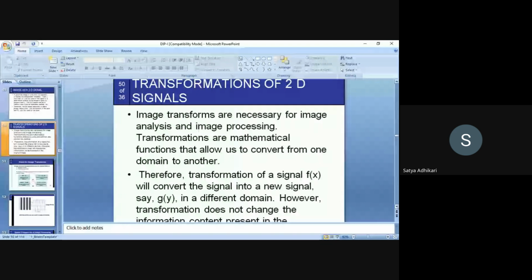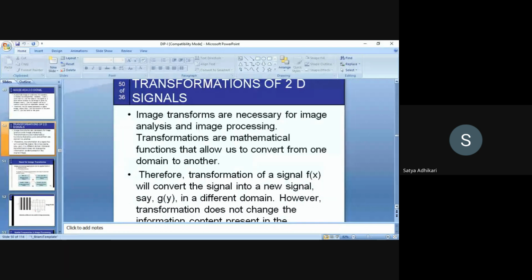What does the word transform mean? Transform means to convert from one form to another. That is called transformation. Here we are discussing transformation of a 2D signal.